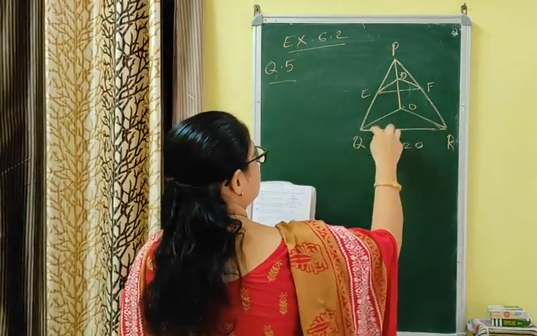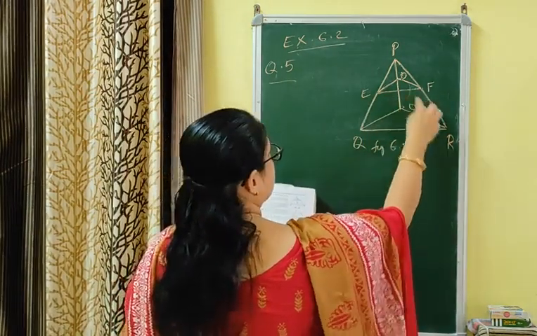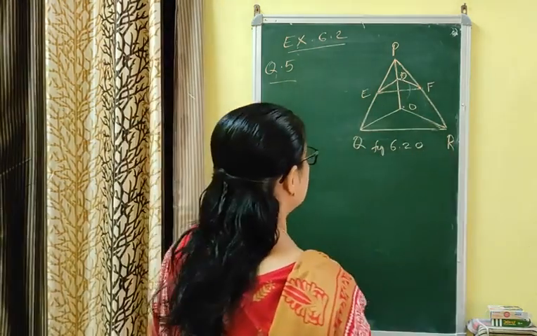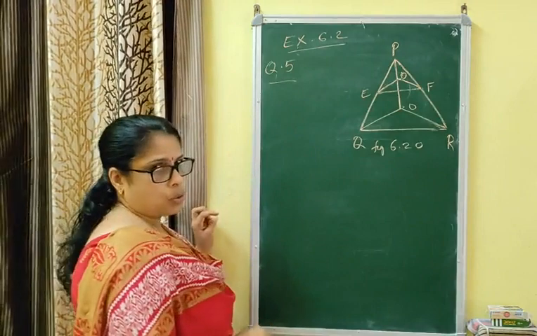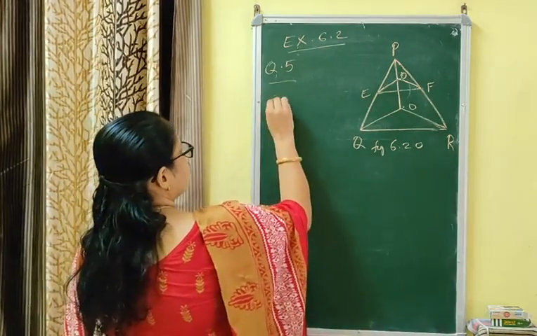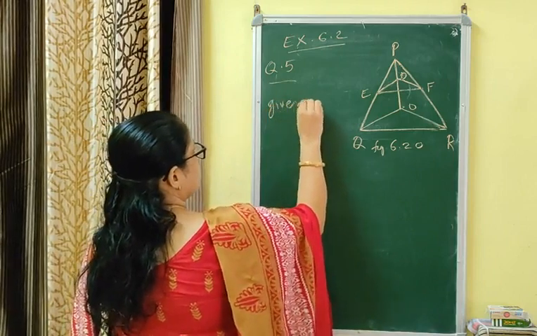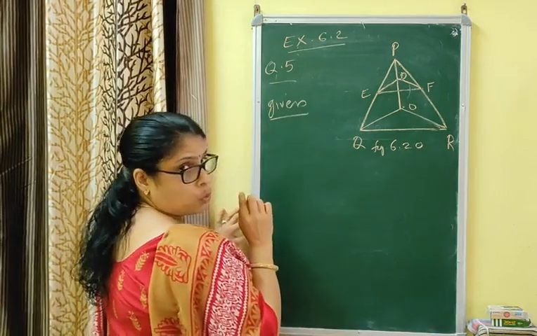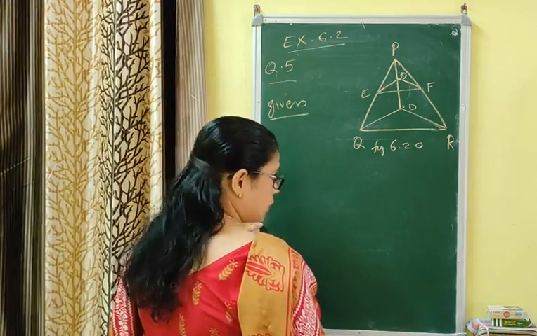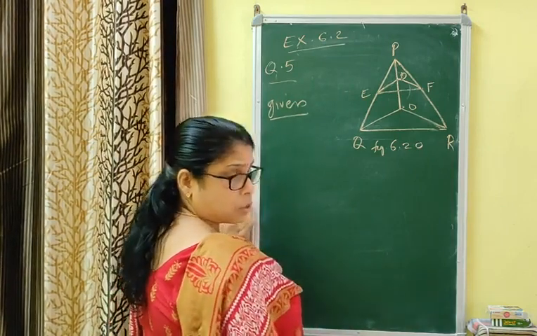DE is parallel to OQ and DF is parallel to OR. You have to show that EF is parallel to QR. That means you have to use either BPT or converse of BPT. Now, since it is a question related to proof, you have to first of all write given, then to prove, and then after that proof. If construction is necessary, it should be mentioned.